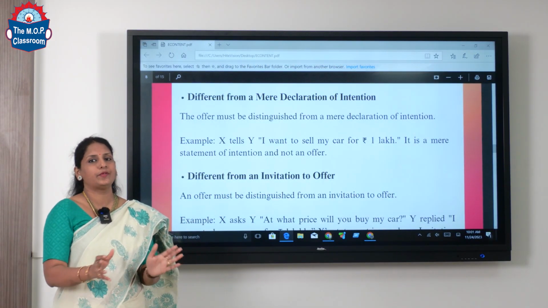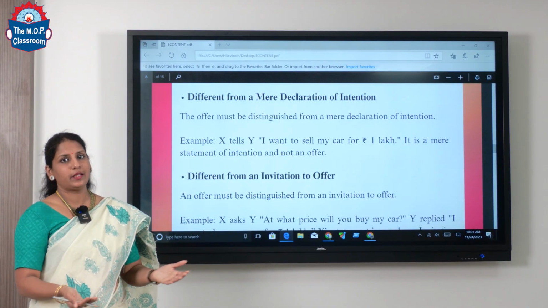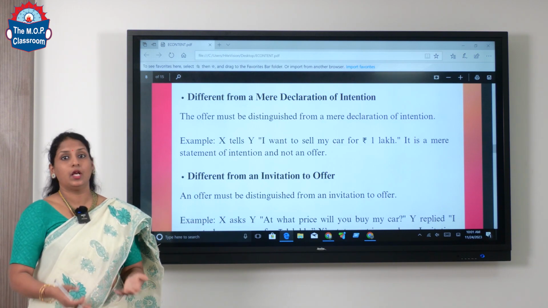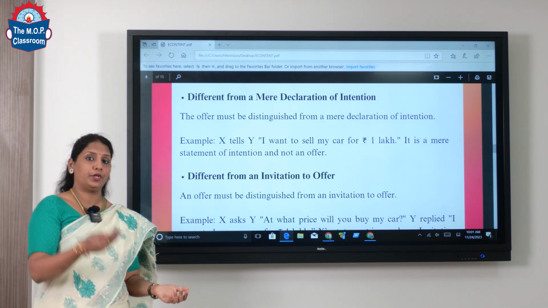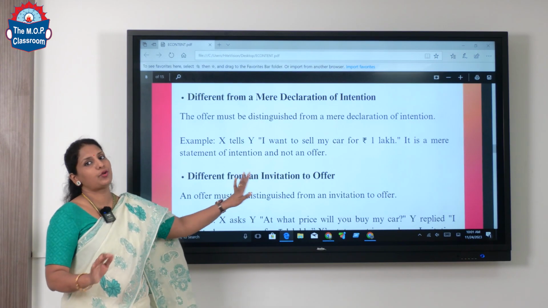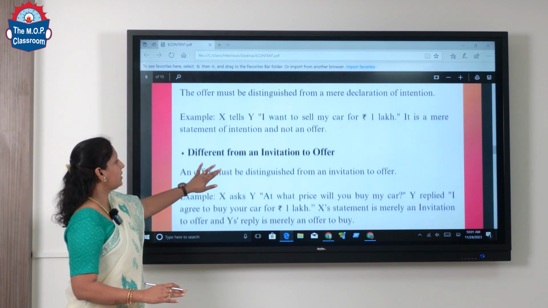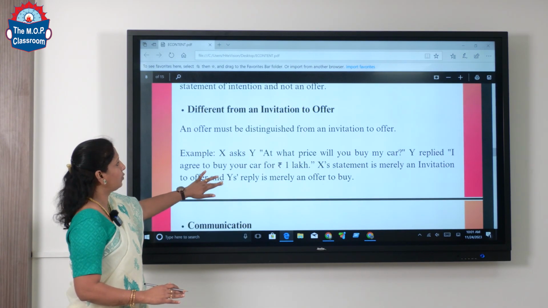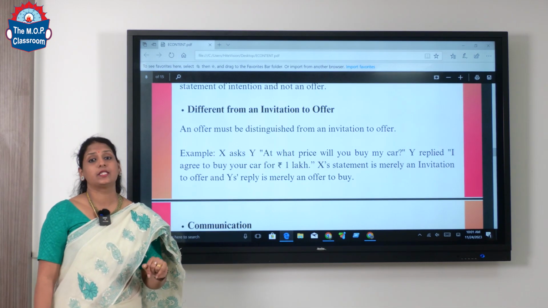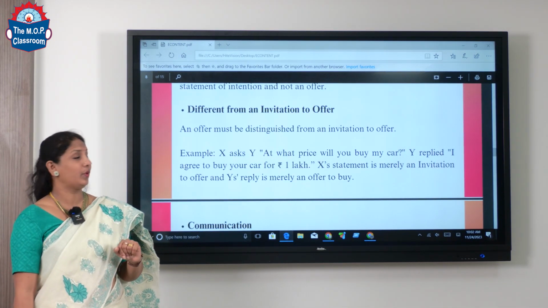It is just a kind of a statement where both are discussing that the person is planning to sell his car. To whom he wanted to sell, whether he wanted to sell to Y, his intention has not been given here. Next is different from an invitation to offer. An offer must be distinguished from an invitation to an offer.